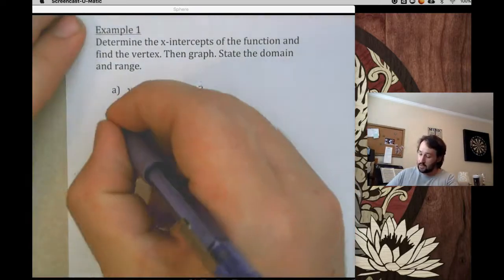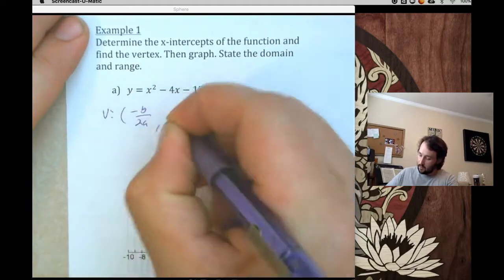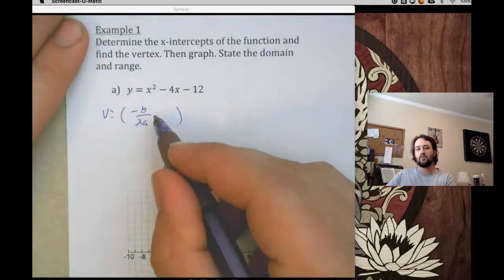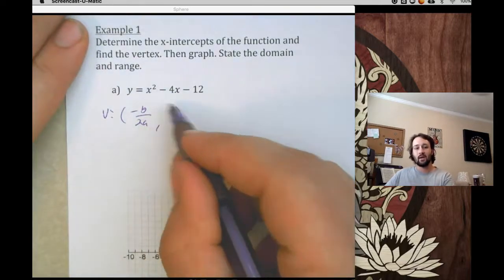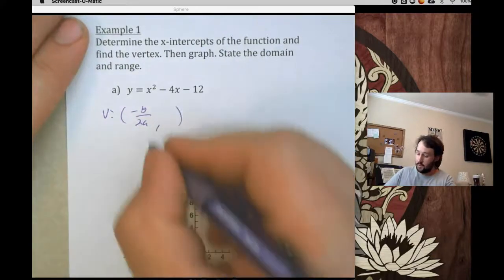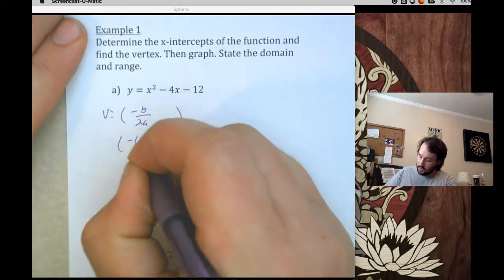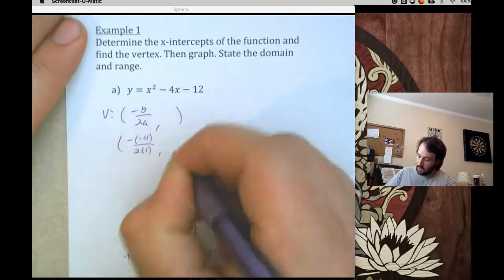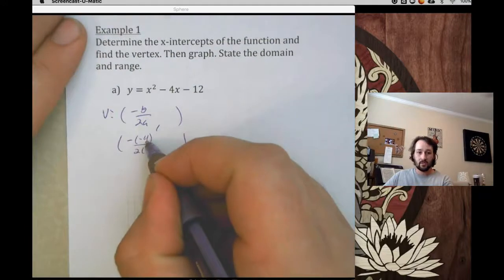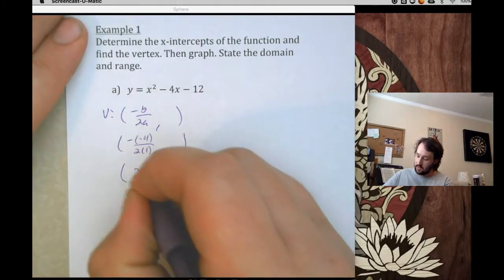But for the vertex too, we also know that negative b over 2a will give us the x value of the vertex. Notice I left the y value blank because once we figure out the x value, we can plug the x value into our equation to figure out the y value. So b is this negative 4, so I have negative 4 over 2 times a, which is 1. Still leaving the y part blank. So this will be negative negative 4, which is positive 4, divided by 2 times 1, so divided by 2, which would just give us 2.